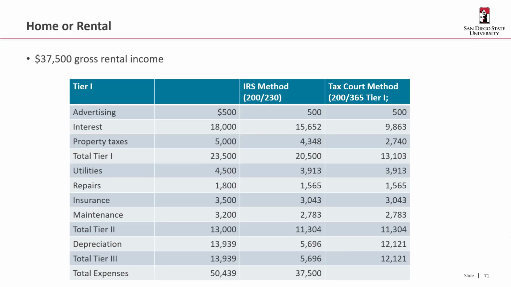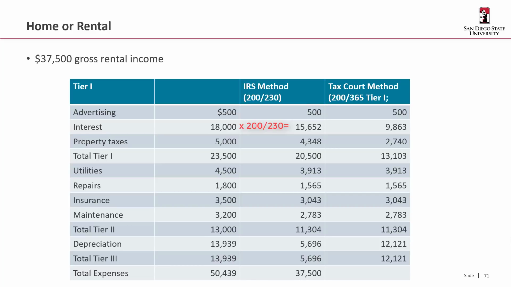Let's do the allocation. All right, so noting we have $37,500 of gross rental income, we start working down. First, let's use the IRS method, or the traditional method, if you will. So notice that we don't have to do any allocation of advertising costs. The full $500 that we incur, we allocate completely into the business portion. However, once we get into interest, property taxes, and all our other expenses, we need to allocate them based on the ratio of the number of rented days, 200, to the number of total days used, 230.